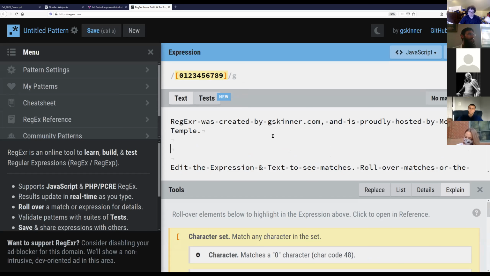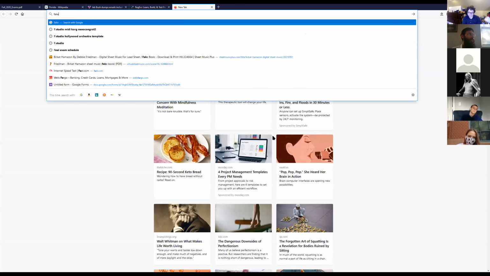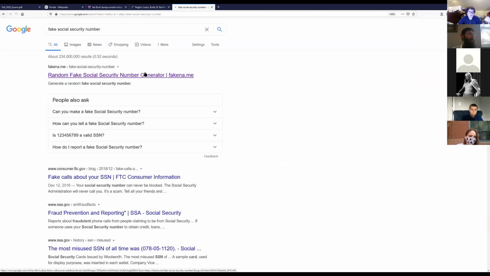So let's go ahead and do a phone number, 123 456-7890. Let's put in a fake social security number. Fake social security number. Let's go and grab a random one. Not that we need one.